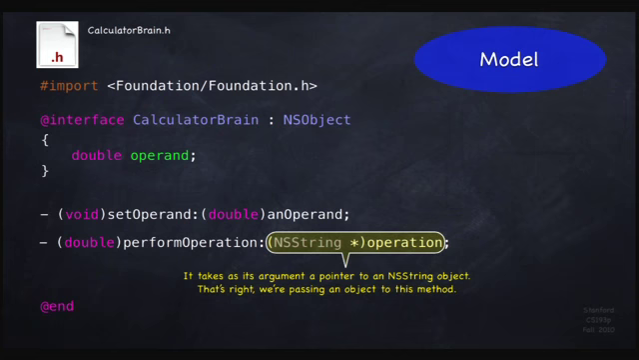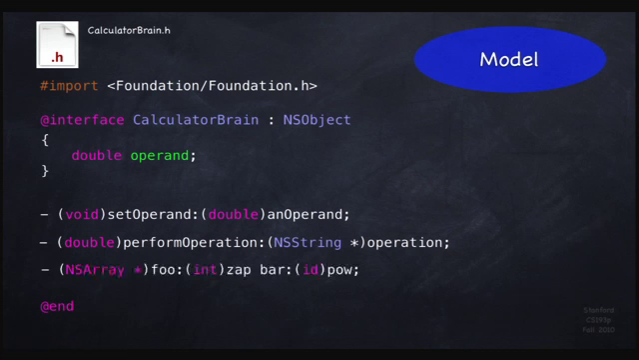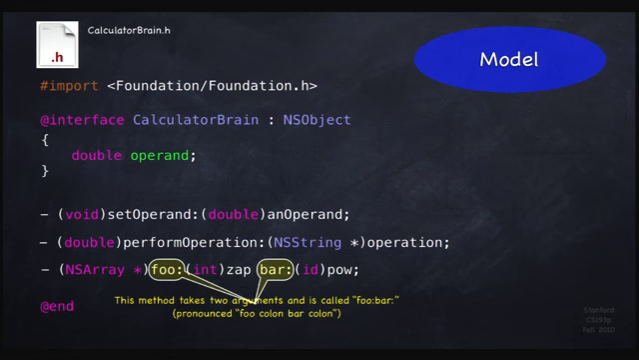This argument called operation, again, doesn't really matter in our header file. So here I've thrown in a wacky method. This is not part of our calculator brain, but I just wanted to show you what it looks like if you have two arguments. So this method has two arguments, and it would be called foo colon bar colon. That's what people would call this method, foo colon bar colon. Not foo bar, foo colon bar colon, okay?